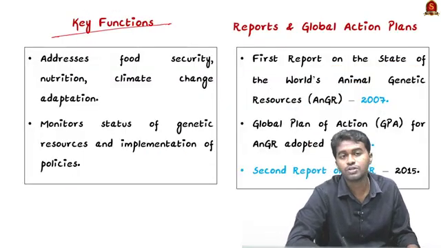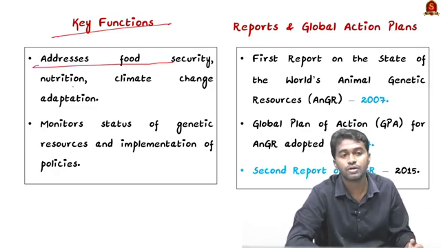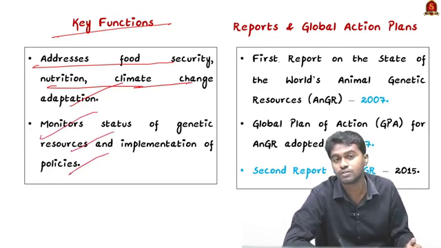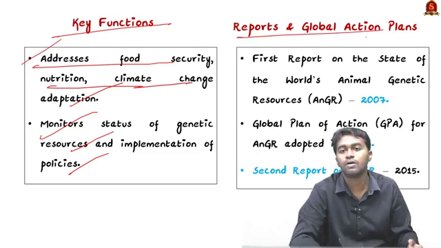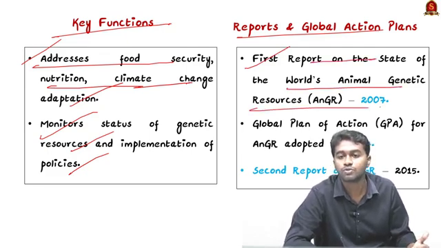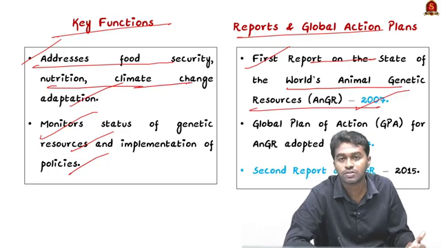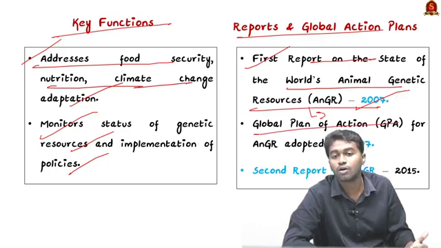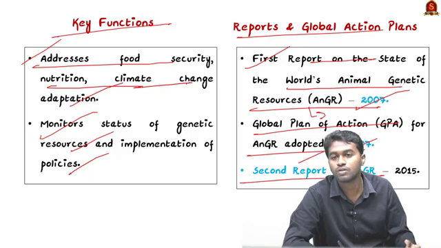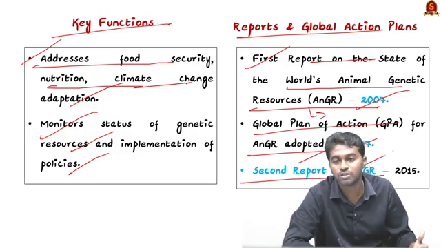Coming to the key functions of this organization, it addresses food security, nutrition, climate change, and climate change adaptation. It also monitors the status of genetic resources and the implementation of policies. So these are two important functions. The next is reports and global action plan. The first report on the state of the world's animal genetic resources was published by this organization in 2007, and this resulted in the Global Action Plan for Animal Genetic Resources in 2007, and the second report on the world's animal genetic resources was published in 2015.